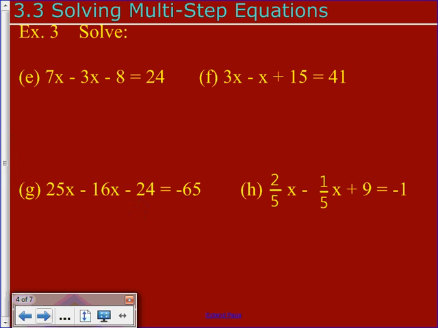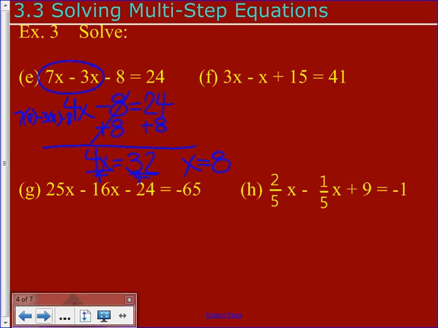All right, so here's our first example to do with you. Step 1, distributive property. Any parentheses? No. Step 2, combine like terms. Do I have any like terms? Absolutely. 7x and 3x. We need to subtract. 7 minus 3 is 4x minus 8 equals 24. Voila! Now a 2-step equation. Add 8 to both sides. 4x equals 32. Now divide by 4, divide by 4, x equals 8. You can substitute it back in. 7 times 8 minus 3 times 8 minus 8, and you should get 24.